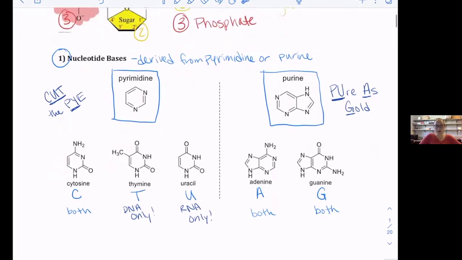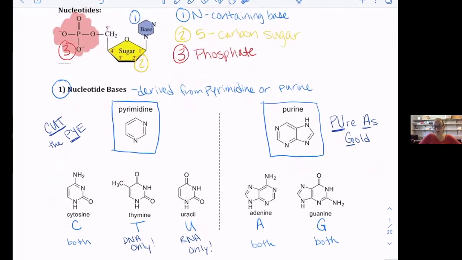So part 1 up here are the nucleotide bases. Again, these are the bases that are responsible for the identity of the nucleotide. These are either derived from pyrimidine or purine. So pyrimidine is this basic structure here. You can tell it's not exactly the same, right? But where the nitrogens are is the important part. It's a 6-membered ring with 2 nitrogens, and it'll have different oxidations. Some of them have 2 ketones, some of them have just 1. So it'll be a little bit different.